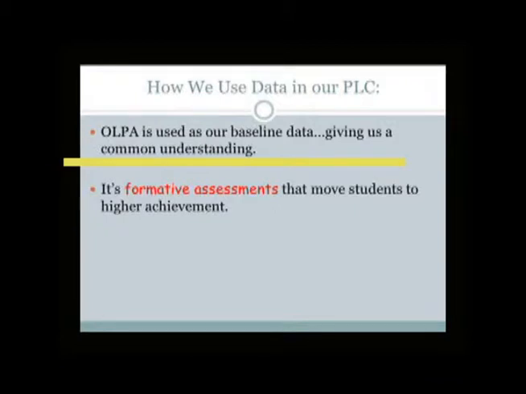OPA is used as our baseline, and I know K, 1, 2, you don't have that standardized baseline, but I think 3, 4, 5, you've been living it and breathing it the last few months. So that's what we've been using as our baseline data. But really, it's the formative assessments that move students to higher achievement and higher learning. The formative assessment is the piece that informs us as we're teaching what we need to do differently.